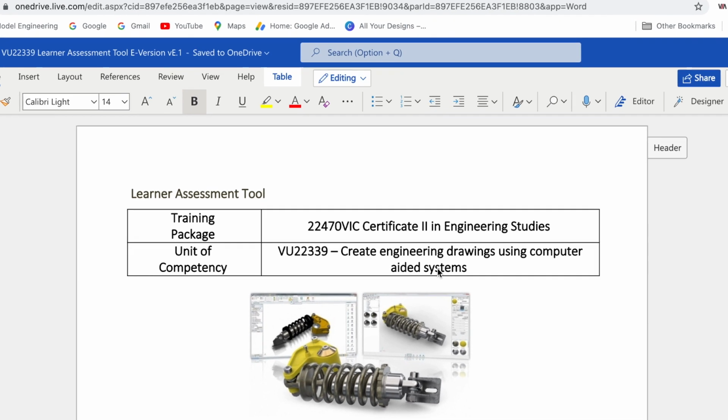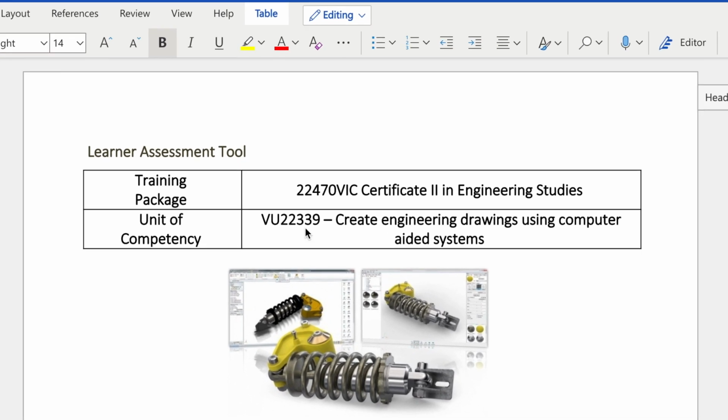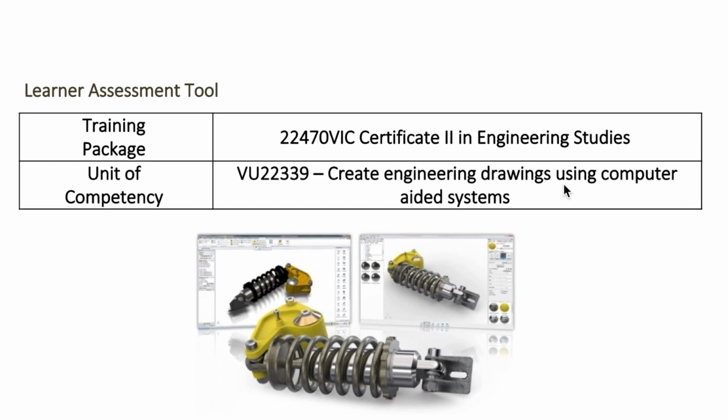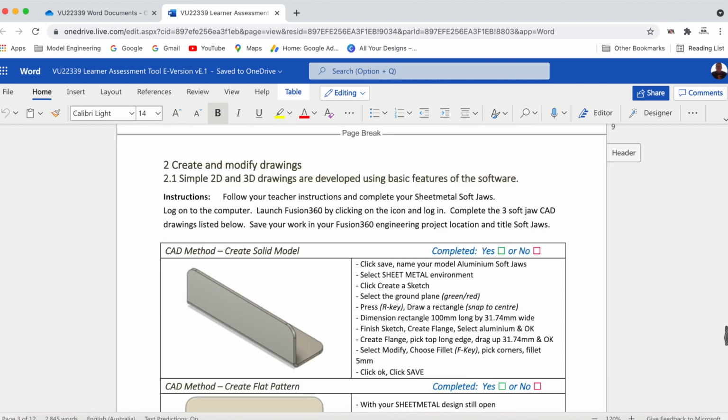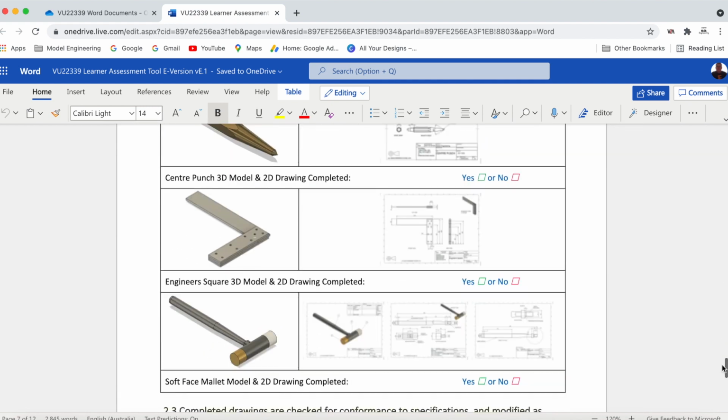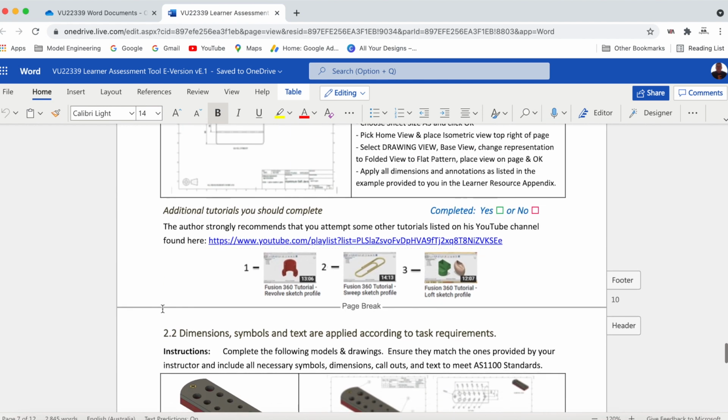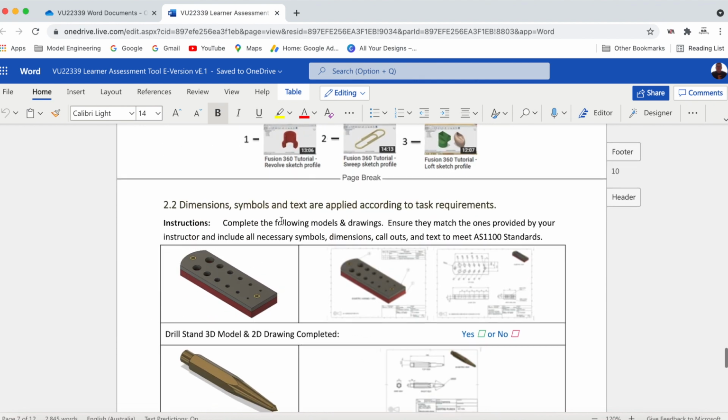Tutorial 2 will address the drawing required for VU22339 CAD engineering drawings using computer-aided drawing systems. If we take a look at our workbook, it's down here, and we're going to be addressing this one, which is the engineer's square, which is made from bright mild steel, 25mm wide by 3mm thick. The unit of competency is asking for a 3D model and a 2D drawing, and this will address element 2.2, dimension symbols and text applied according to task requirements.